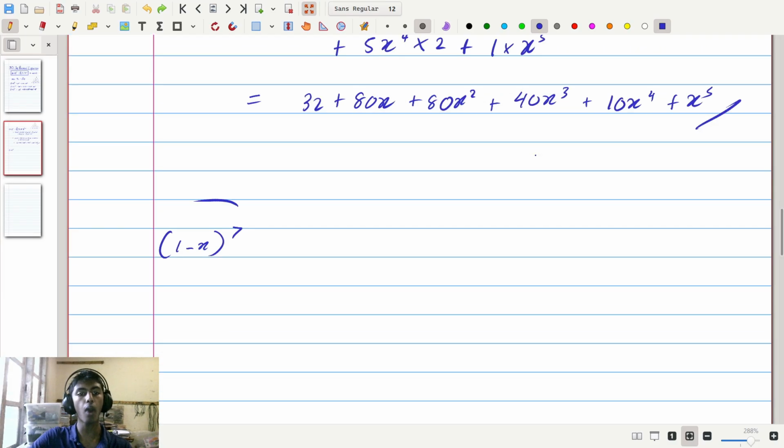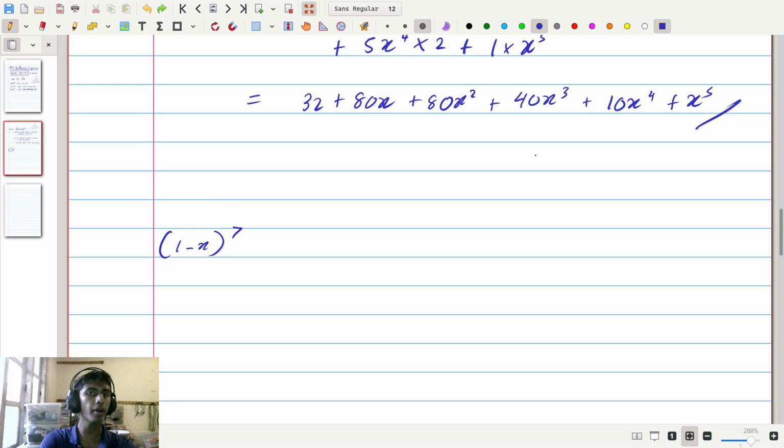It is 1 minus x to the power of 7. We can see that there's something interesting because instead of a plus, we have a minus. We have 1 minus x. Now normally we have (a plus b) to the power of n. In this case we have a form of (a minus b) to the power of n.